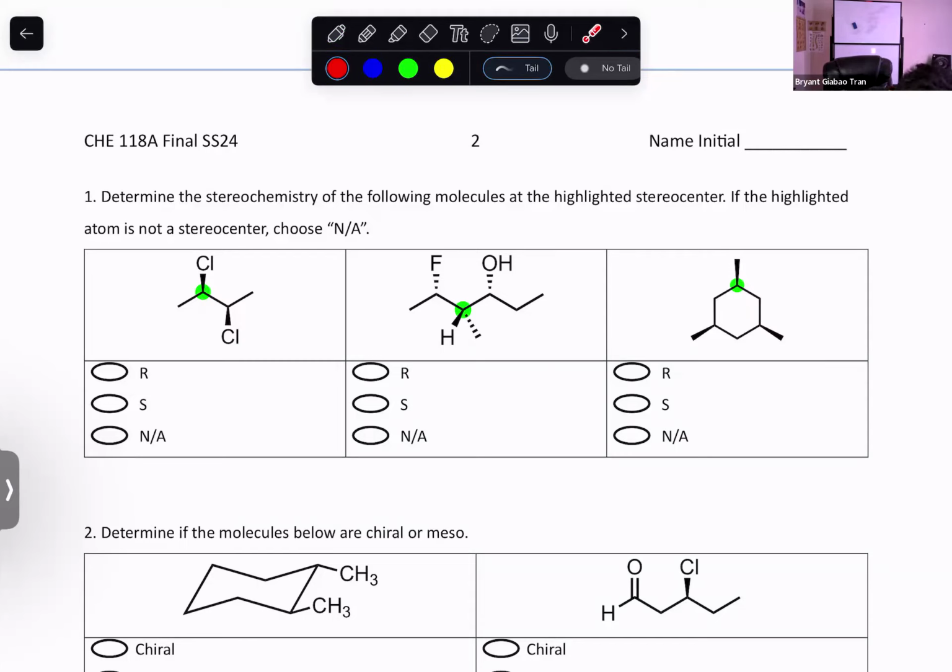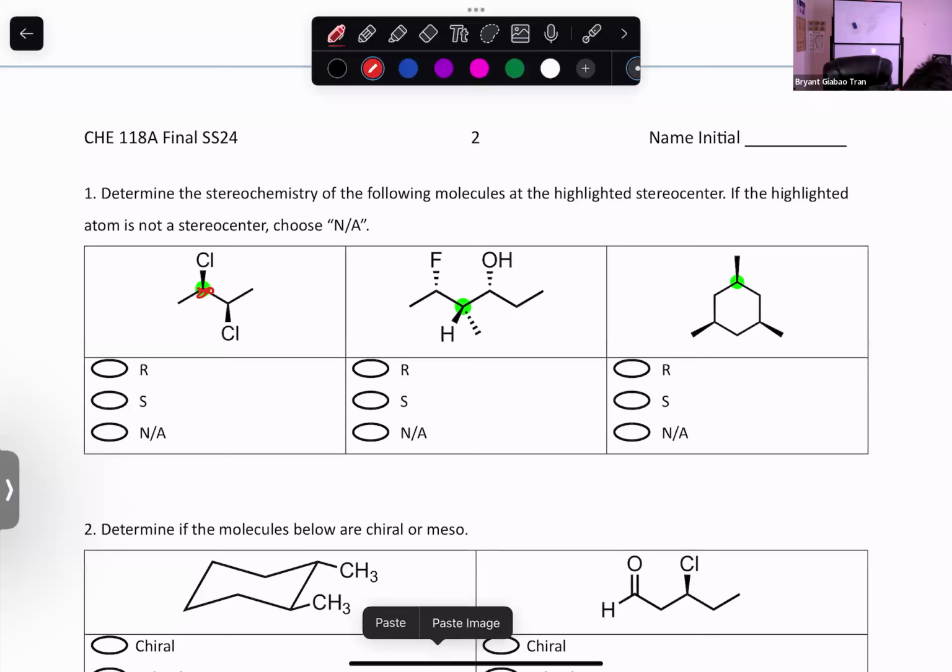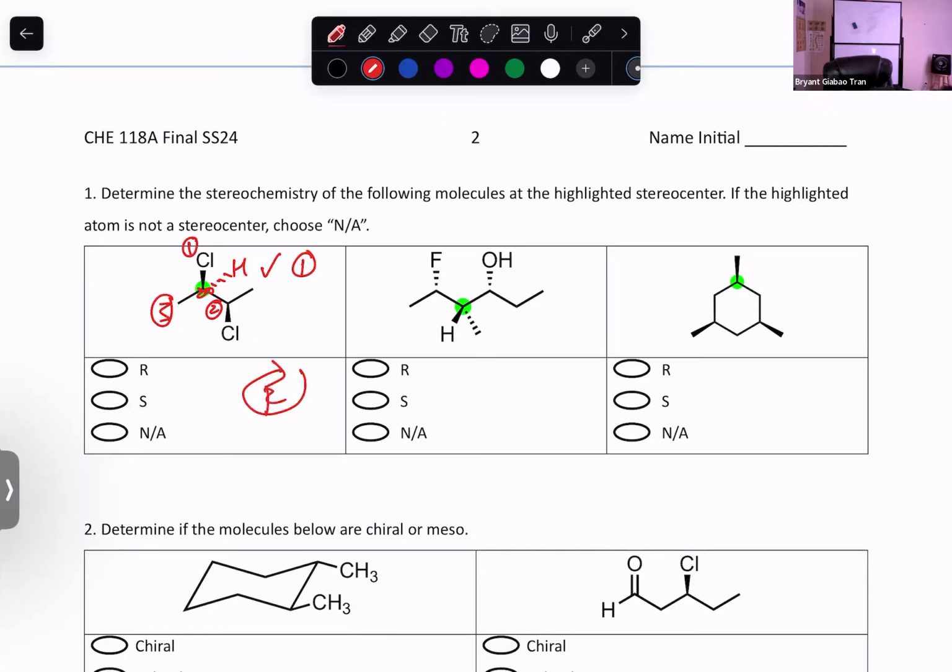So this question here is asking for R and S, right? He already highlighted the R and S for us. We want to assign the highest priority group, but before we do that, we gotta figure out where the lowest priority group is. The lowest priority group is on a dash, which is the hydrogen. So this is good. This is the first scenario that we went over. Chlorine has the highest atomic number. This is gonna be 2, this is gonna be 3. Going this way is R, so that's R right there. Right, this is 2 because this carbon here is attached to chlorine, this carbon here is attached to 3 hydrogens.